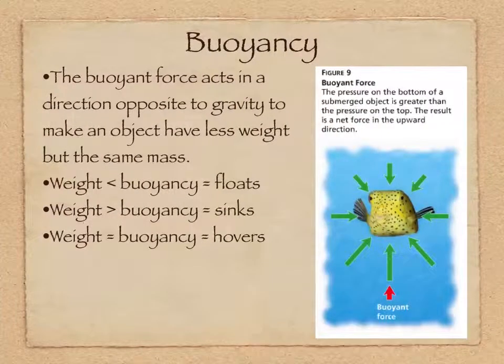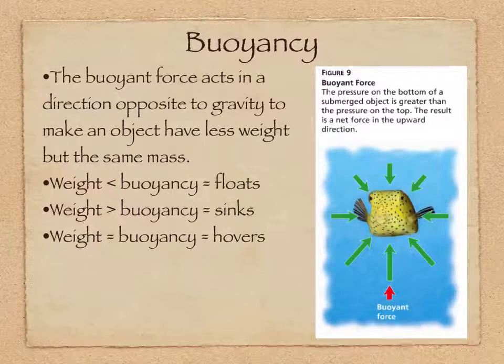Okay, buoyant force. The pressure on the bottom of a submerged object is greater than the pressure on the top. And the result is that there's a net force in the upward direction. And that's called the buoyant force. And the buoyant force always acts in a direction that's opposite to gravity, just like Matthias mentioned. And it makes an object have less weight, but it has the same mass.